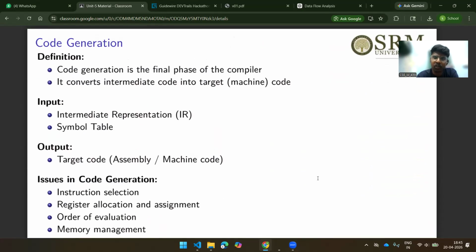Code generation. Code generation is where everything becomes real. This is the final compiler phase. It takes intermediate representation and converts it into actual machine instructions. But it's not straightforward. The compiler must choose efficient instructions, manage limited registers, decide evaluation order, and handle memory correctly. Good decisions have an impact on performance no matter how good earlier phases were.